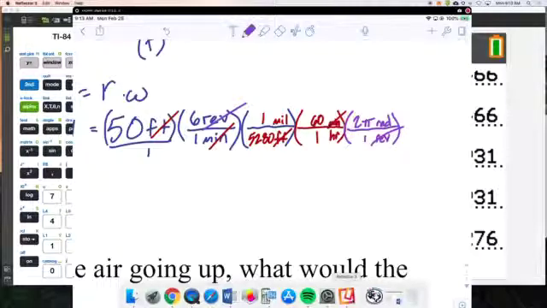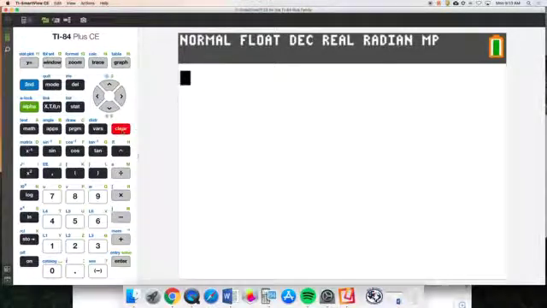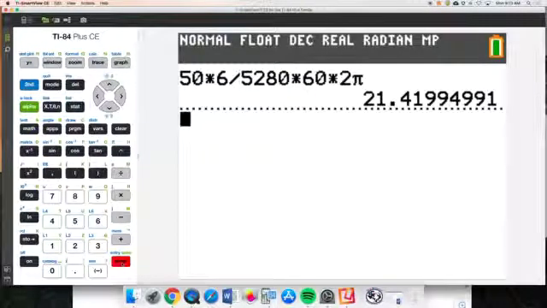We've got it. Okay, I'm not going to sing anymore. Go to the calculator and here we go. 50 times 6 divided by 5,280 times 60 times 2 pi, or times 2 times pi, like that. We don't need to worry about the ones. We check it, double check it, and it looks good.